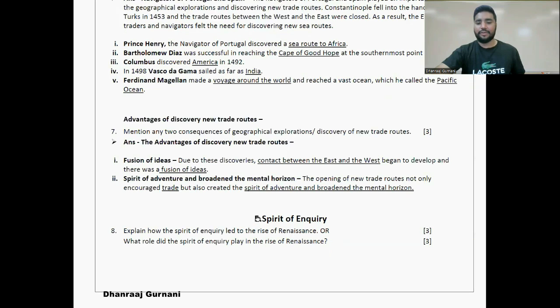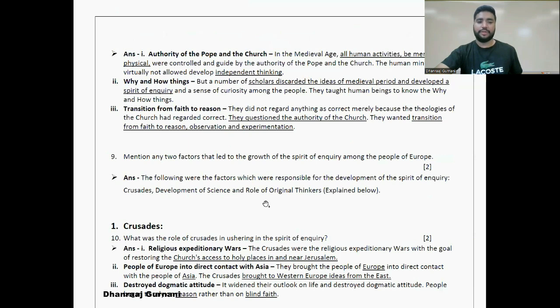Cause number 5, how did the spirit of inquiry lead to the rise of the Renaissance? Question number 8. First point, authority of the Pope and the Church. In the medieval period, all human activities, be they mental or physical, were controlled and guided by the authority of the Pope and the Church. Humans were virtually not allowed to develop independent thinking. So everything before the Renaissance was controlled by the Pope and the Church, including your mental and physical activities.